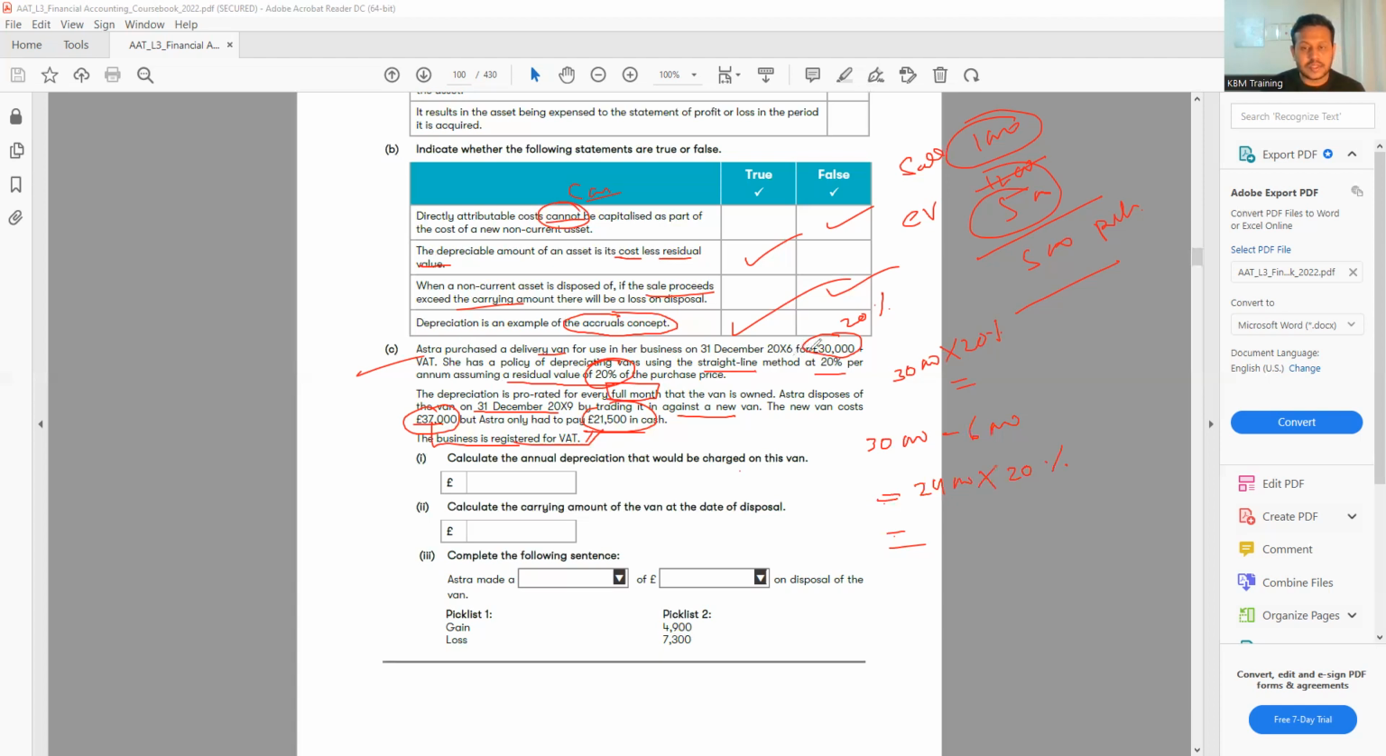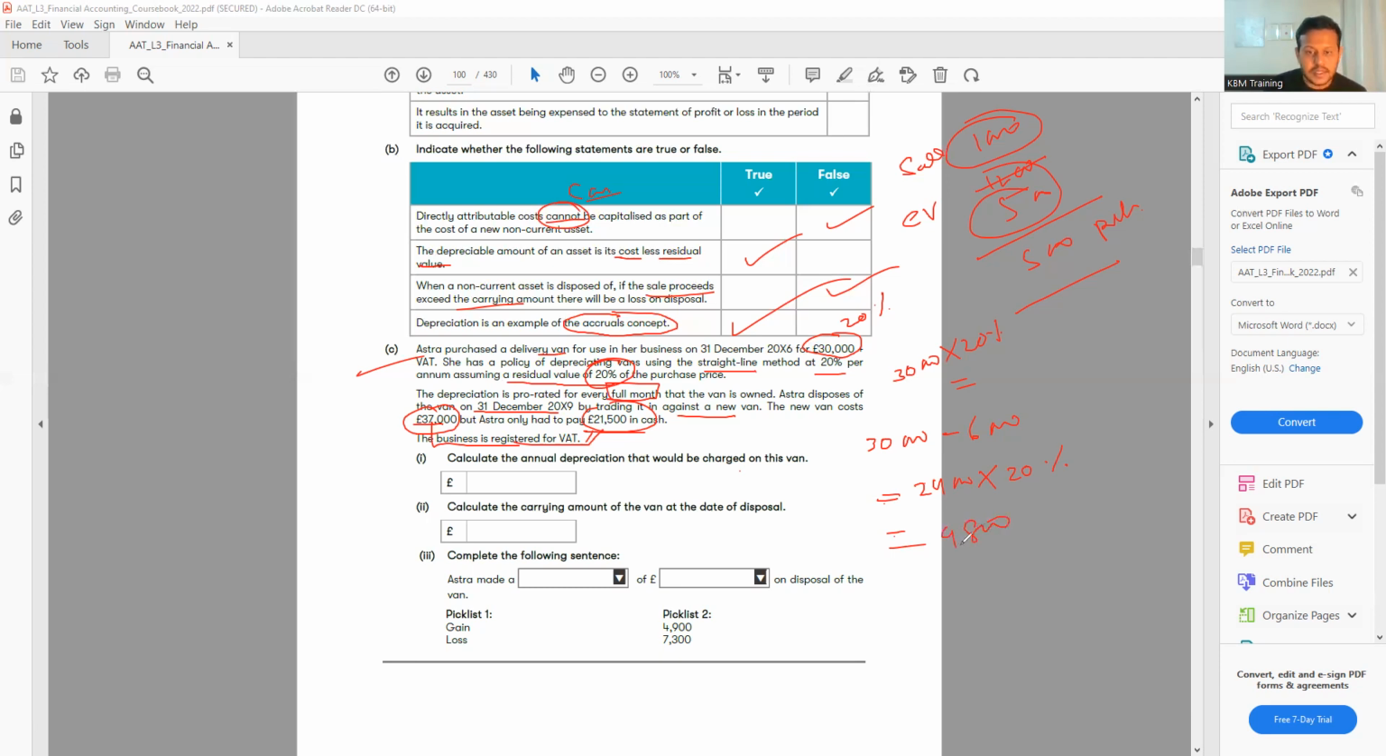30,000 in 2016 we buy, using the straight line method at 20%, assuming a residual value of 20% of the purchase. Okay, full month, that's fine. They didn't say anything else. So we have 30,000 and we have 20%. Here that gives me 4,800.